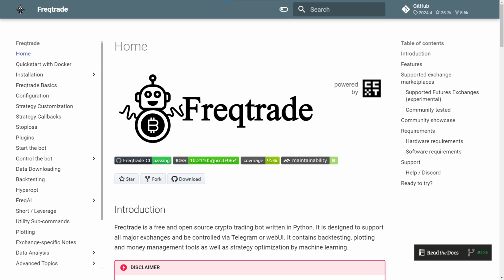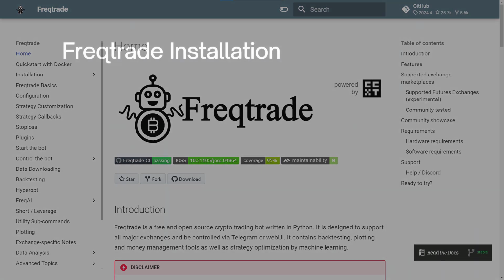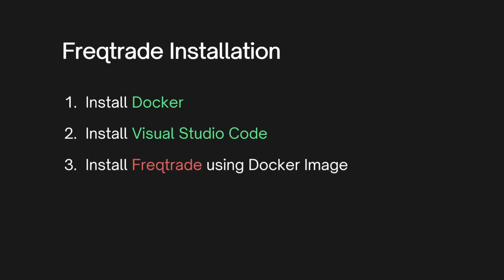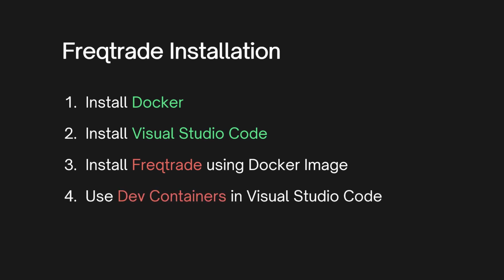In this video, I'm going to guide you on how to install Freqtrade with Docker on your Windows machine. We'll start from installing Docker, then move on to Visual Studio Code for our working environment, and finally Freqtrade using the official Docker image. At the end, I'll show you how to use dev containers in VS Code so we can effectively develop strategies in Docker. Without further ado, let's get started.